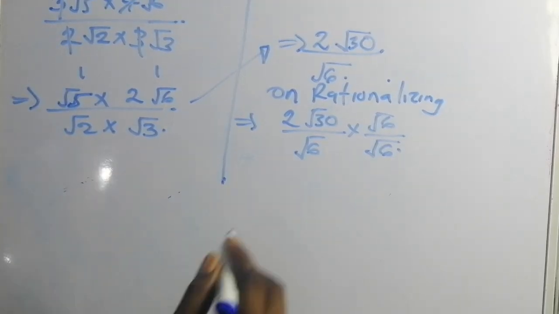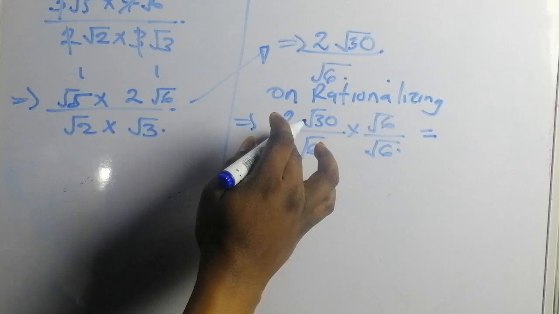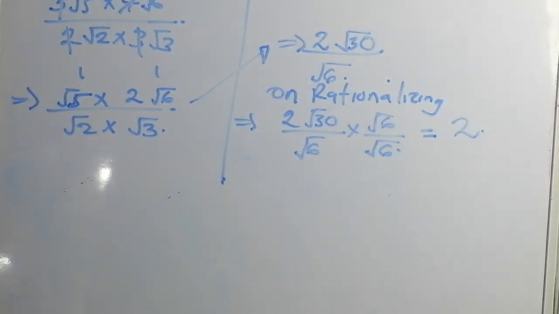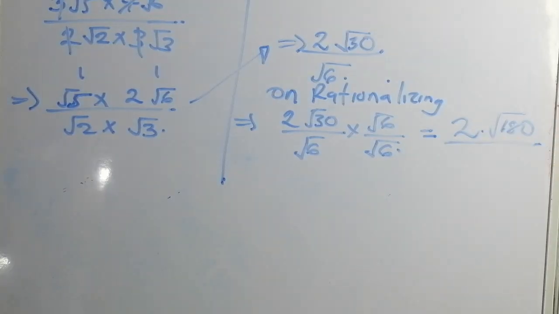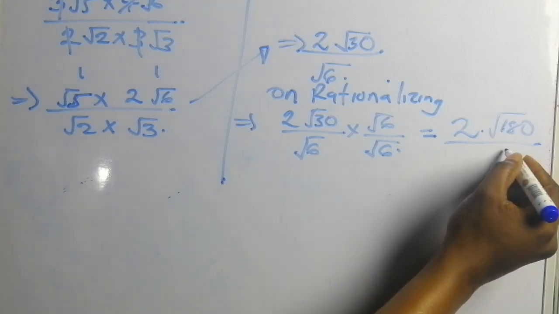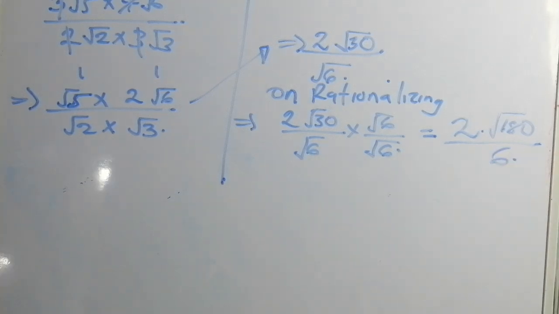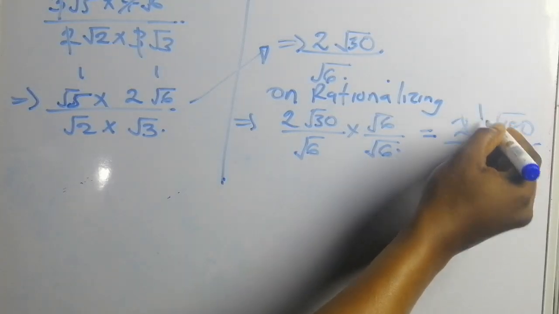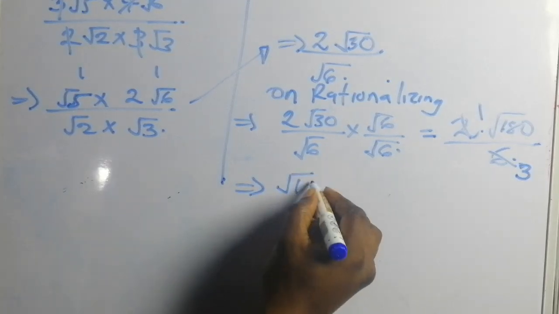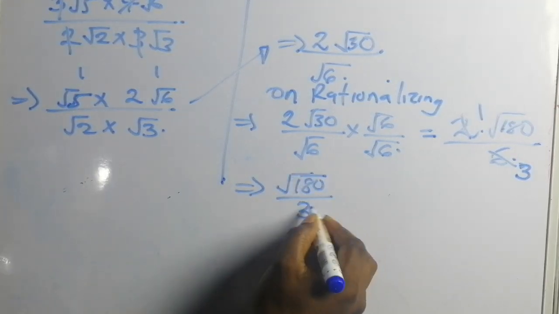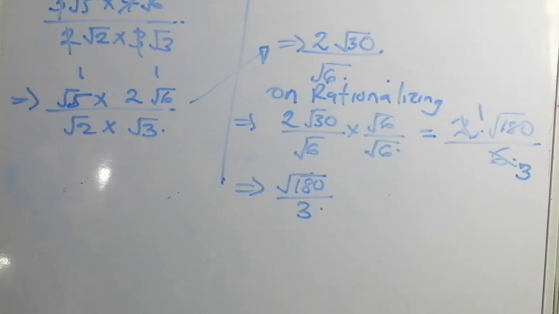So at the end of the day, I will have this. That's 2. Then inside, what do I have? I will still have 6 times 30, that's 180. So this one will be 6 times 6, 36. Square root of 36 is still 6. You can see it now. Very simple. So 2 here can go here 1, 2 here can go here 3. So that implies you have root 180 over 3.